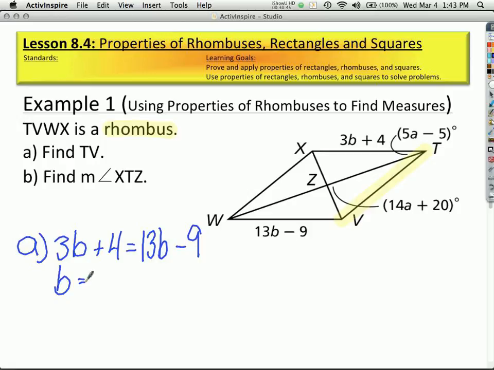Just find b. Chris, what does b come out to? So b comes out to 1.3, or 1 3/10, doesn't really matter. And now we can plug that back in and find the distance. So TV will equal whichever expression you want to use. So go ahead and plug it back in. Give me a thumbs up when you got it. We got a whole bunch of people who got it. Good.